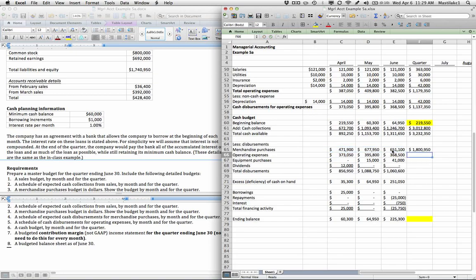All of the cash outflow activity during the quarter, again, we can simply add those up. There's no beginning or ending balances there. And so the total outflows are going to be $3,006,300. And so the excess or deficiency on hand from a quarter-wide basis is going to be $226,050.